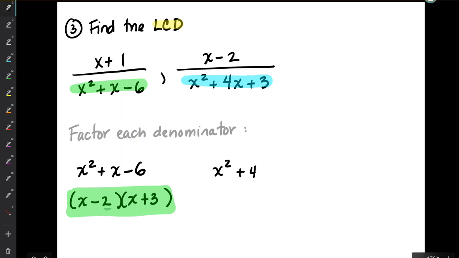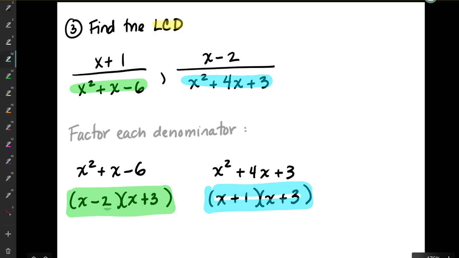x squared plus 4x plus 3. Again, that leading coefficient is a 1. I know this much of my story. Two things that multiply together to give you positive 3 and add up to positive 4 are a positive 1 and a positive 3. Blue is blue.